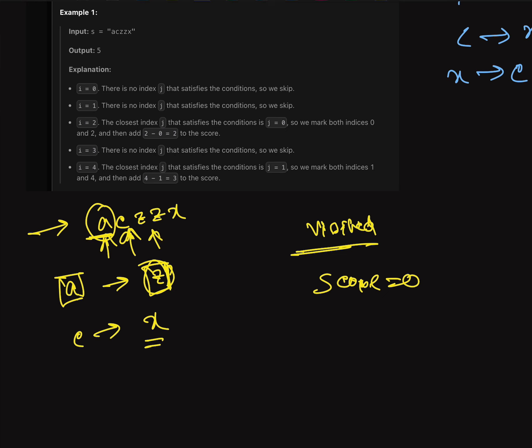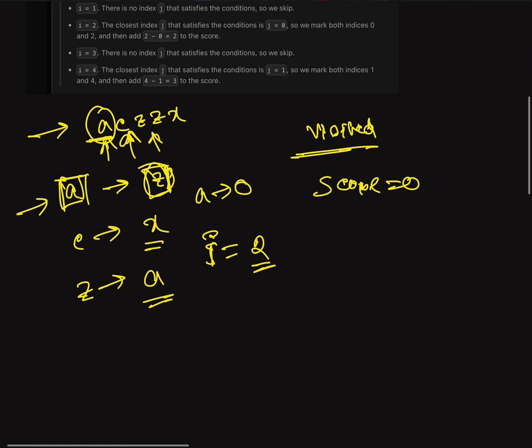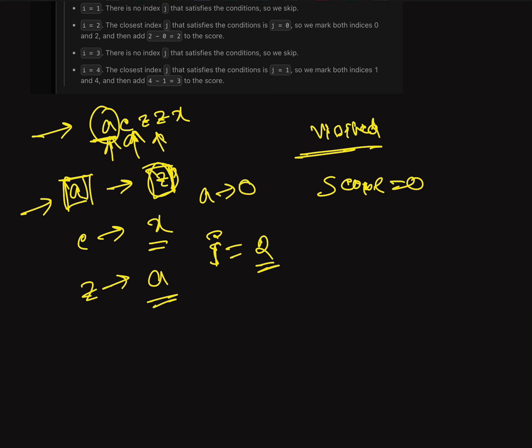Again go to the next, Z. So the mirror character will be A. Have I seen any A? Yes. And is that marked? No. That is unmarked because I have not visited that. So the last position of A is 0 and the current position is 2. So I will visit both of these, index 0 and 2, correct, and I will add this into the score: 2 minus 0.